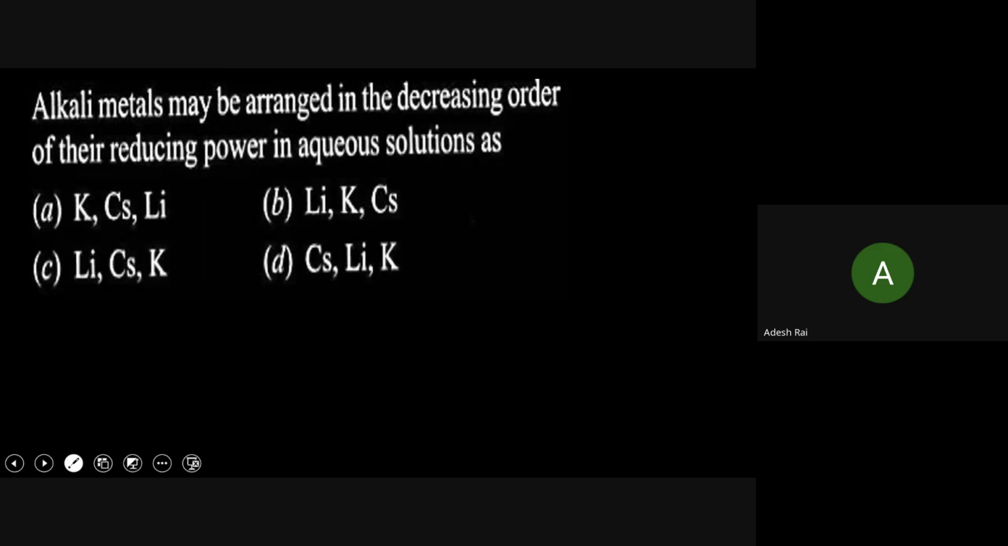What is the correct answer for this? Alkali metals may be arranged in the decreasing order of their reducing power in aqueous solution as. In aqueous solution, we just now studied, no? The correct option will be, I told you, lithium will be highest. Then after that, just start from bottom to top: cesium, rubidium, potassium, and sodium. That's it. Is that clear? So which option is correct, guys? Option C.